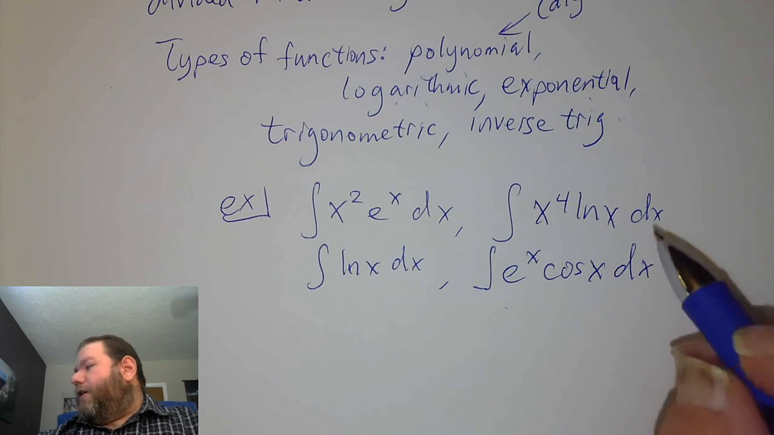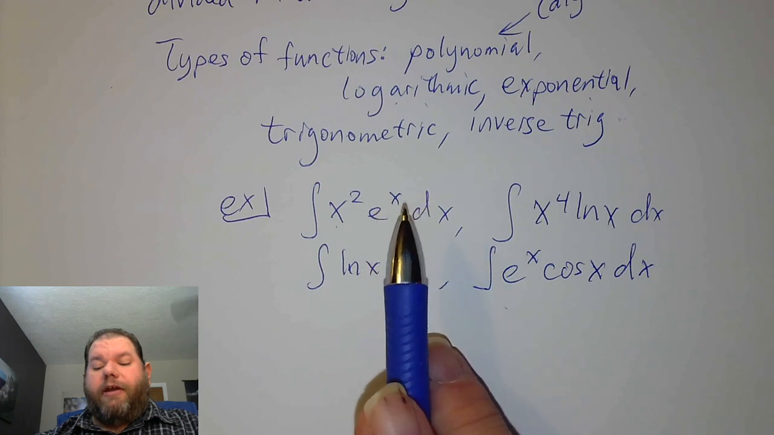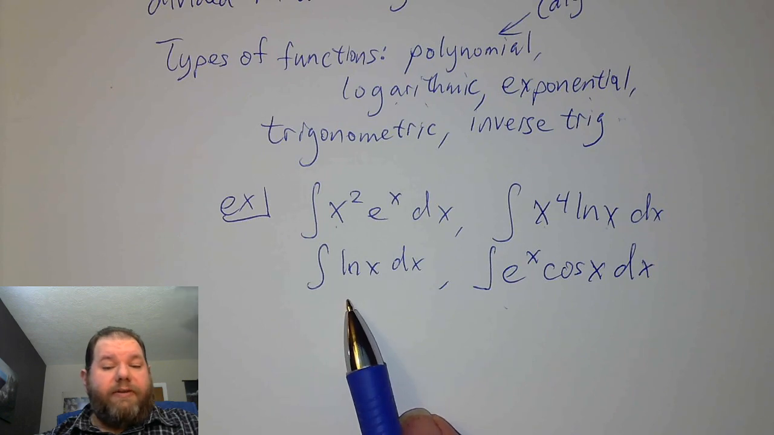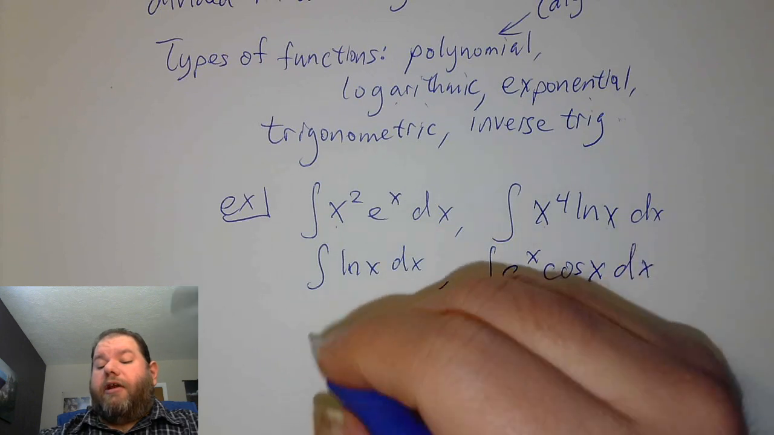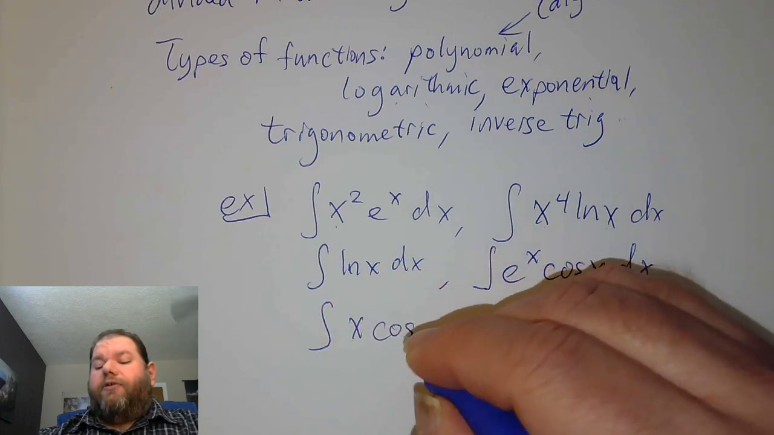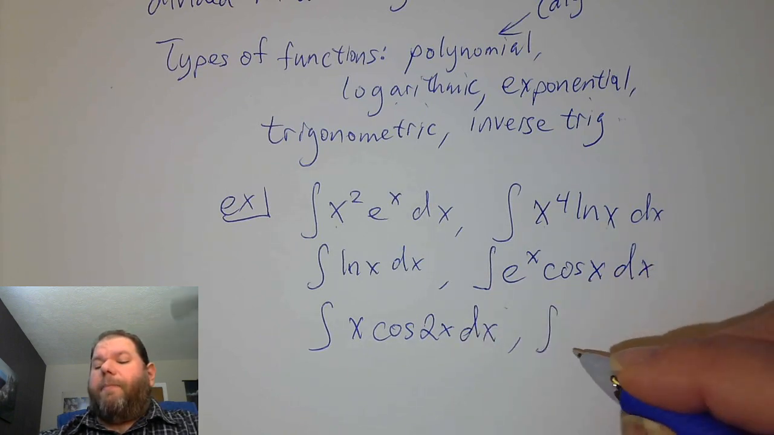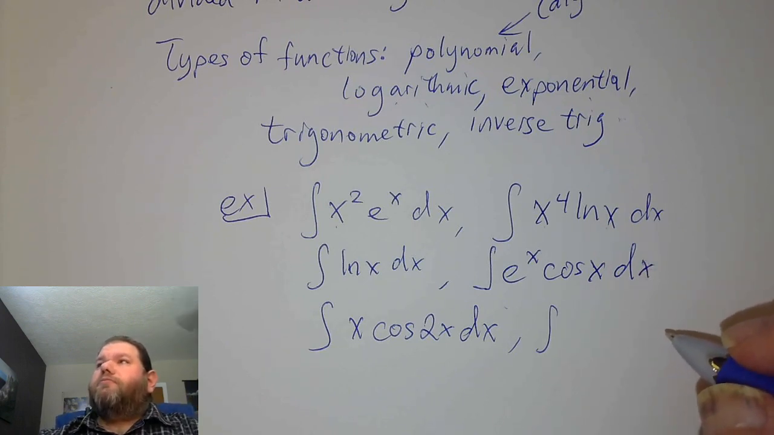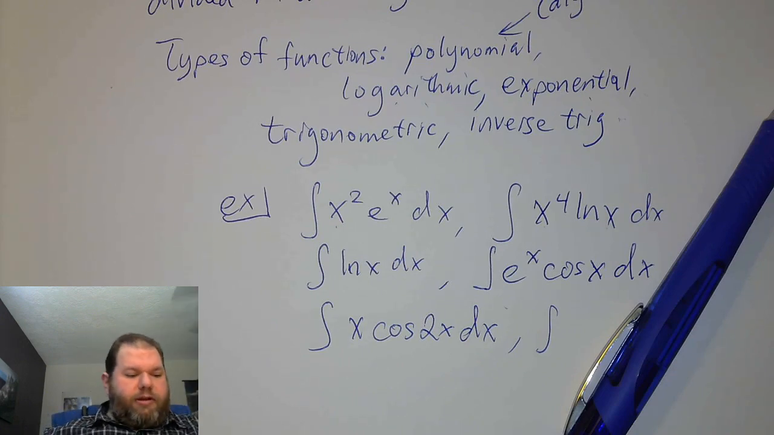But the idea is that we have a mix of two different functions. Like we have a polynomial and we have an exponential. Or we have a polynomial and logarithmic, or just a logarithmic by itself. And then an exponential and a trig function. We could have x cosine 2x dx. What else? Let me find one more that involves inverse trig, and these will be the examples that we work through.